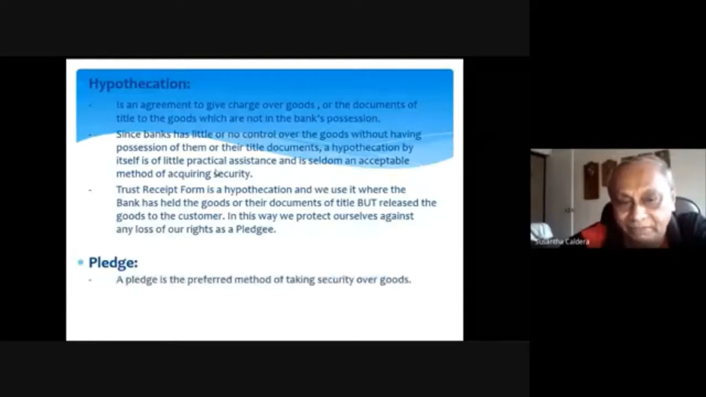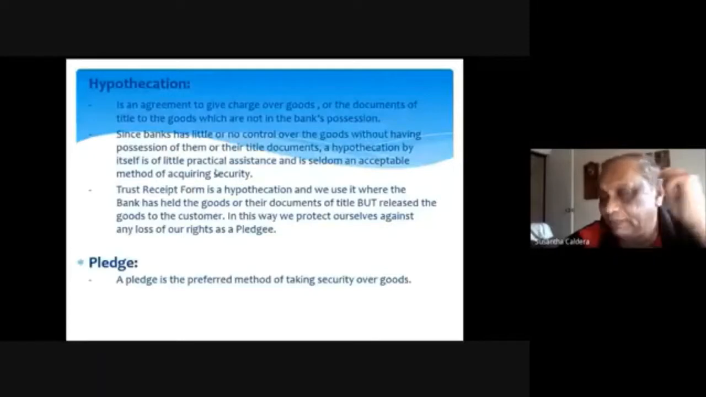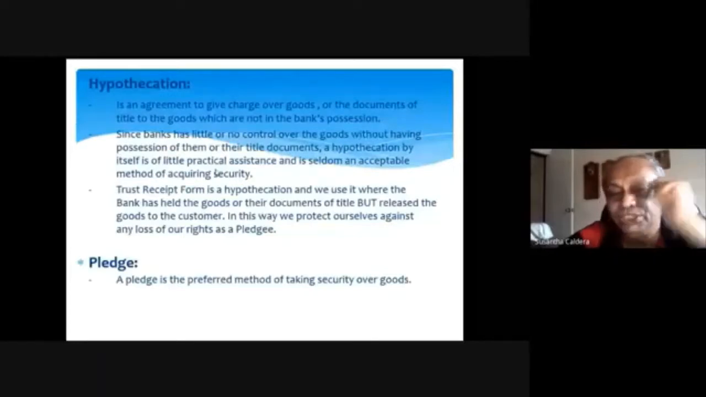Pledge is a better one. Pledge is a preferred method of taking security over goods. Any bank who are doing pledge loans?